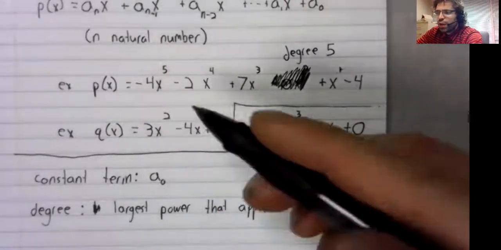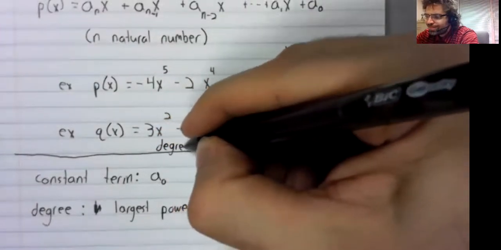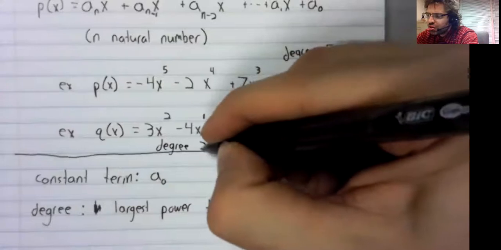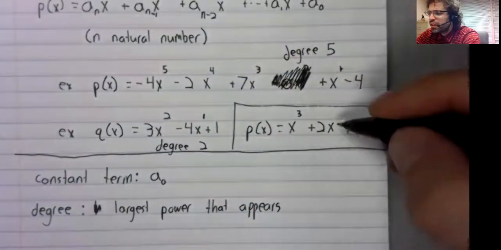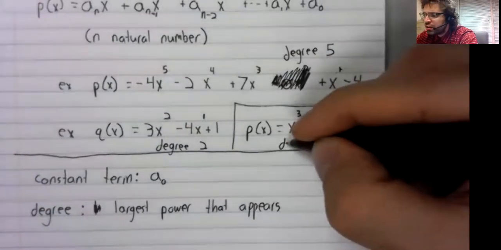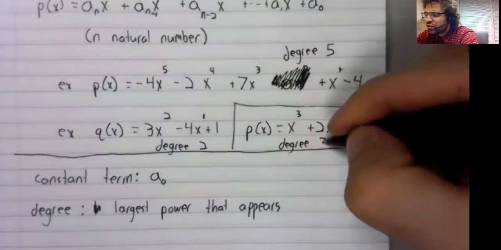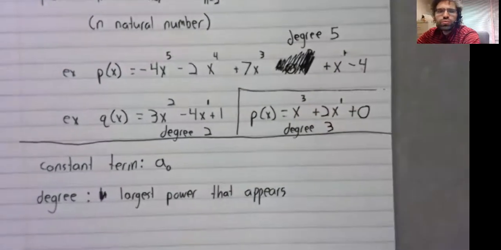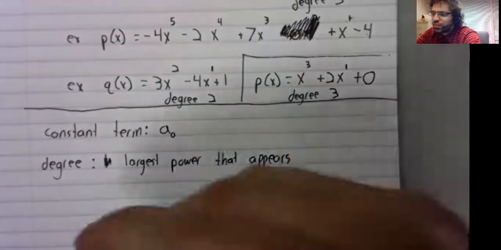Here we see a 1 and a 2. The largest of those numbers is 2. Here we see a 1 and a 3. The largest of those numbers is 3.